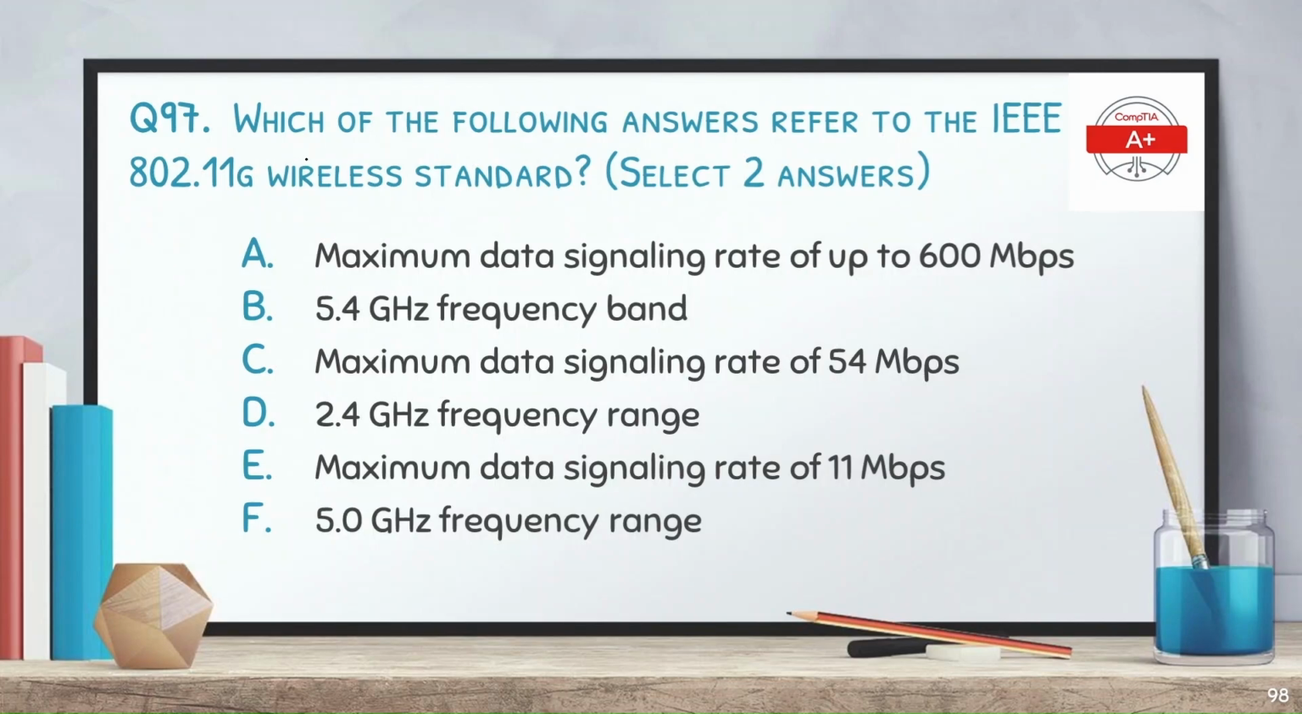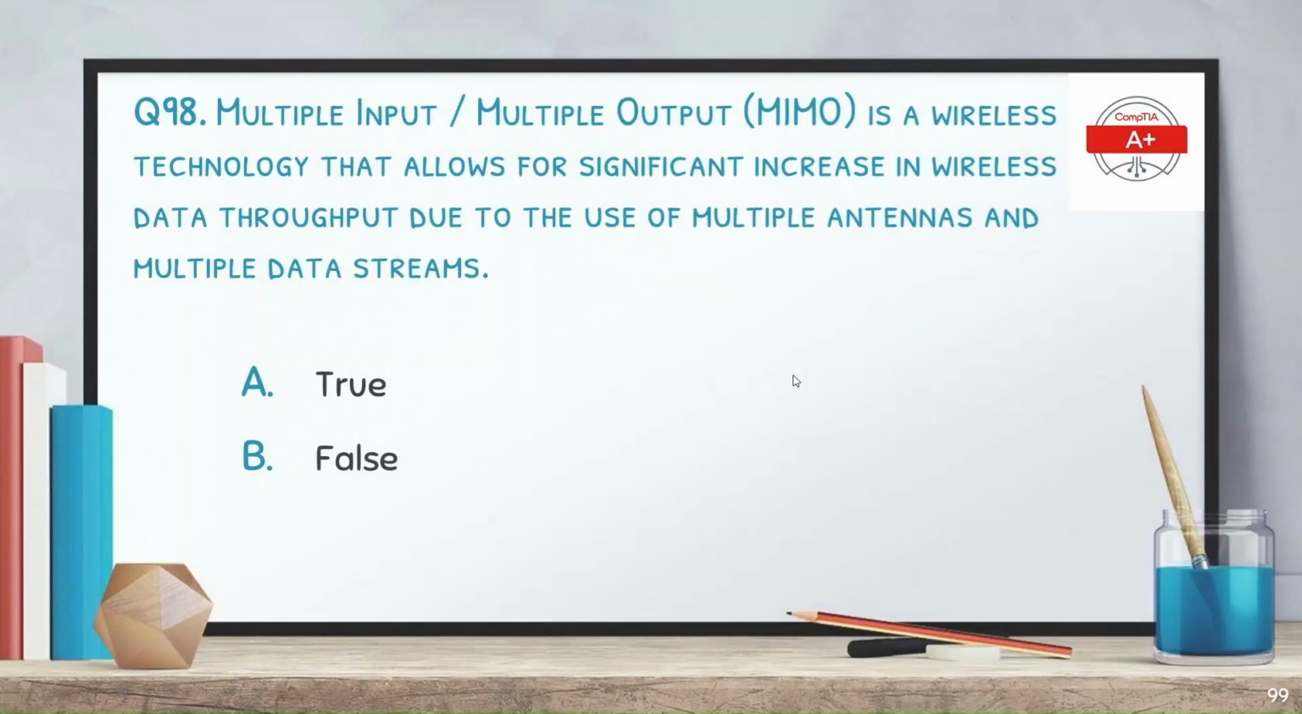Again, question number 97: which of the following answers refer to the IEEE 802.11g wireless standard? Again, we have to select two answers, and the correct answers for 802.11g are that its maximum data signaling rate is up to 54 Mbps and it uses the 2.4 gigahertz frequency range.